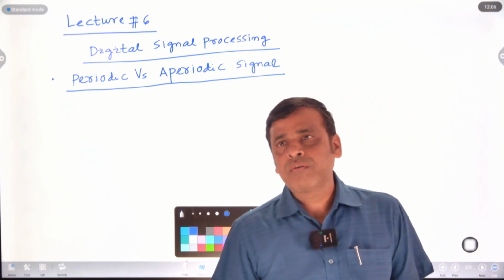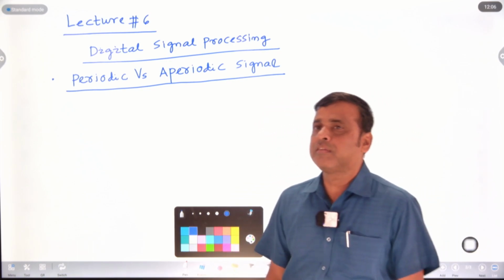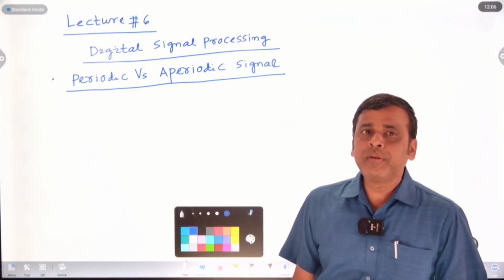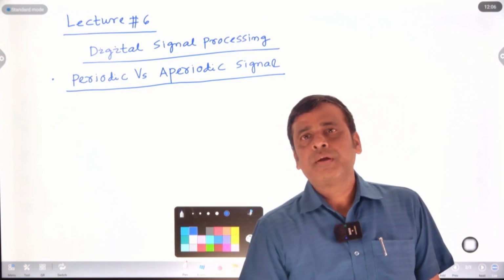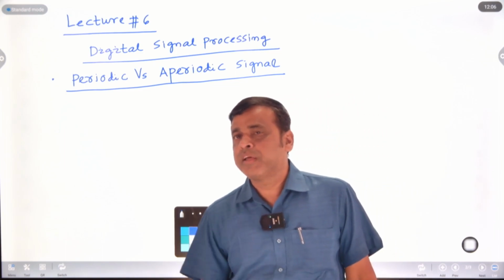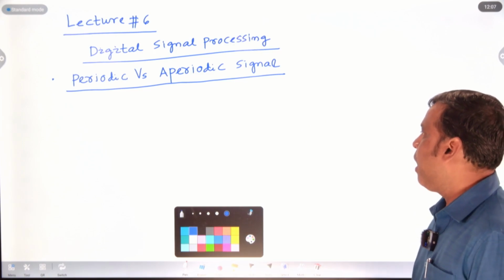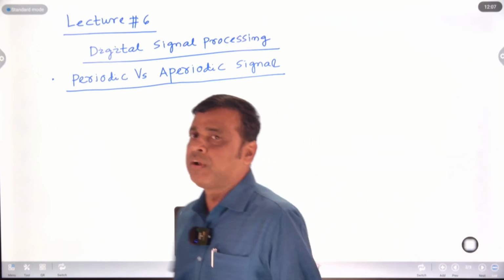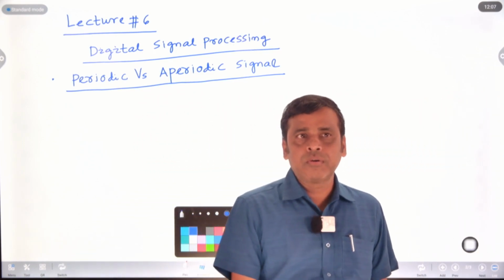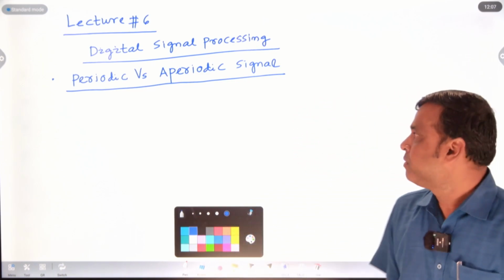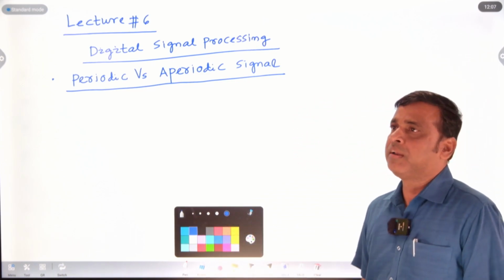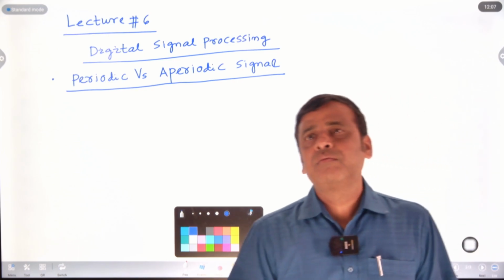Then how to calculate the average power? The average power of a discrete signal x of n can be defined as the limit N tends to infinity of 1 by 2N plus 1, times the sum where n varies from minus N to N of x of n squared. If x of n is given, how do we examine whether the discrete signal is energy or power? If energy is finite, you can say it is an energy signal.